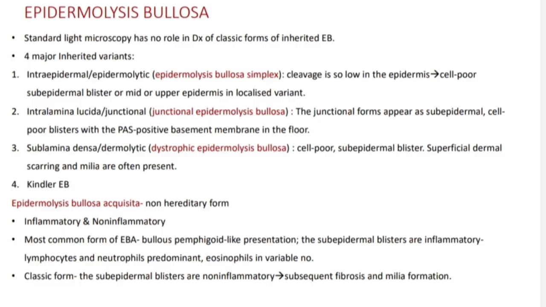Then epidermolysis bullosa acquisita is a non-hereditary form. It may be inflammatory or non-inflammatory. The most common form of EBA is a bullous pemphigoid-like presentation clinically. Here, subepidermal blisters are seen, which are inflammatory with lymphocytes and neutrophils predominance and eosinophils in variable number. The classic form of EBA shows subepidermal blisters that are non-inflammatory, leading to subsequent fibrosis and milia formation.